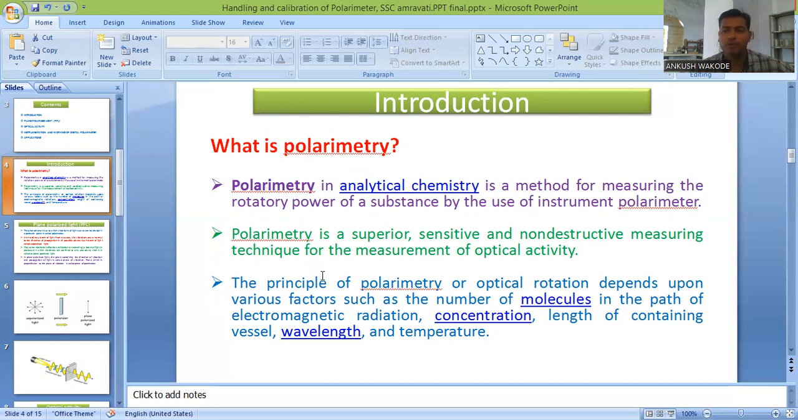The principle of polarimetry or optical rotation depends upon various factors such as the number of molecules in the path of electromagnetic radiation, concentration, length of containing vessel, wavelength, and temperature.